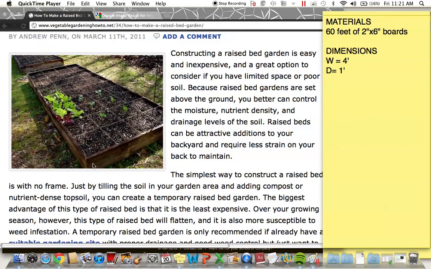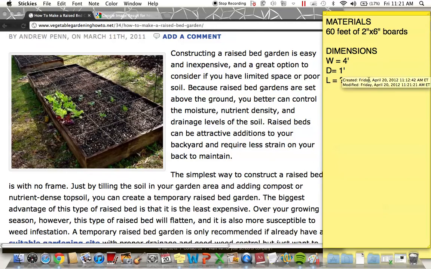Okay, this raised bed garden is a three-dimensional object, so it should have three dimensions. The last dimension that we have to solve for is length. That is this dimension right here. We know the width and we know the depth based on the suggestions of the website, and we've marked those as 4 feet and 1 foot, so we want to know the length in feet.